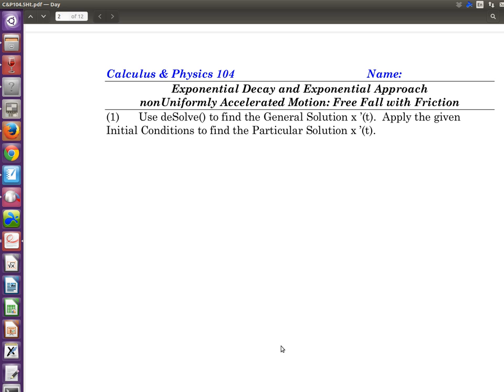All right. So, what the heck is DE solve? Have you ever heard of that? There's some methods or functions that we have in the TI-89 calculator that we never use because you should be able to do this by hand. All right. So this is what we're saying.